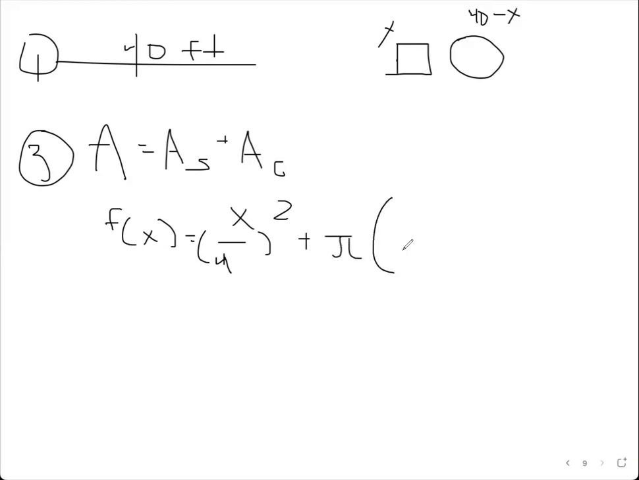What's the radius? Well, we know the circumference is 40 minus x, and that is equal to 2 pi r, which means that the radius is 40 minus x over 2 pi. You just divide both sides by 2 pi and you get that, and you have to square it because it's pi r squared. Now, you would need to find the derivative of this function, which is actually kind of complicated. You could technically use some rules.